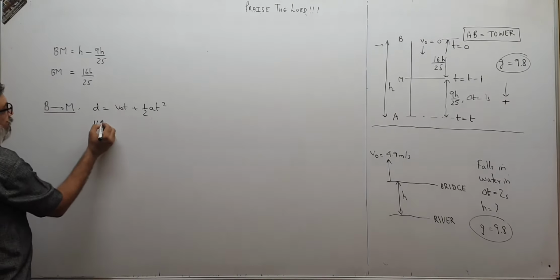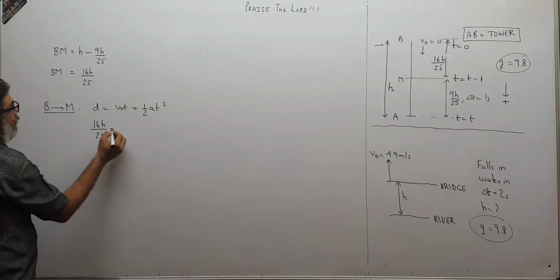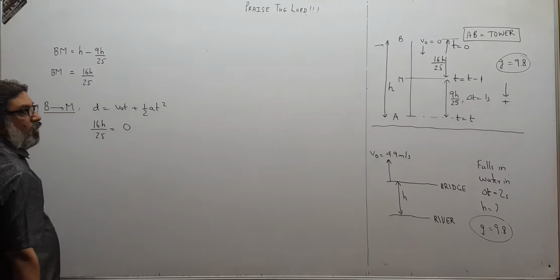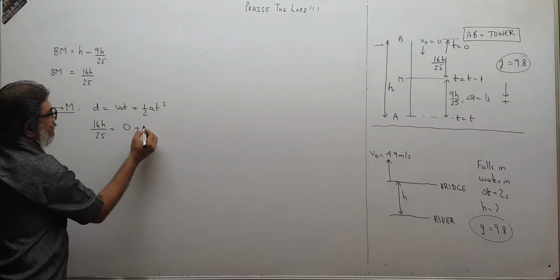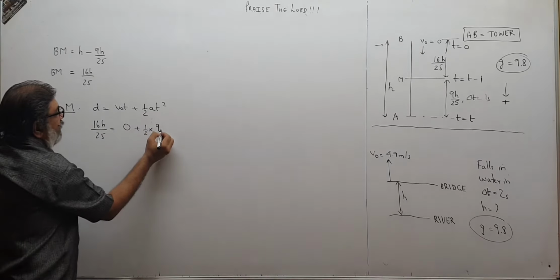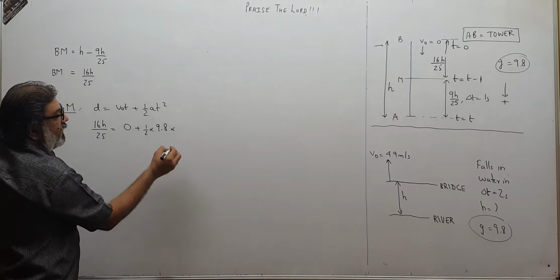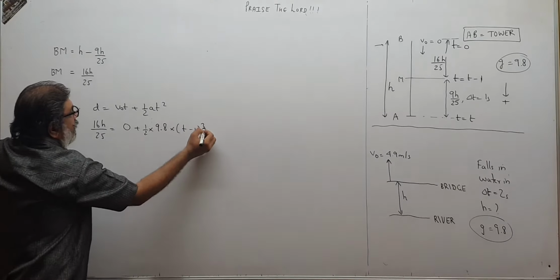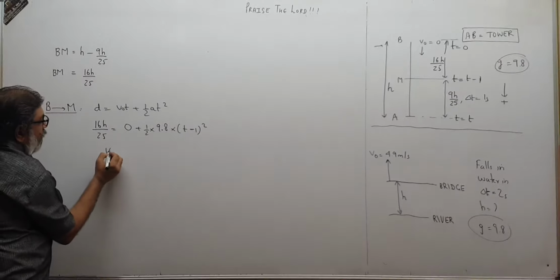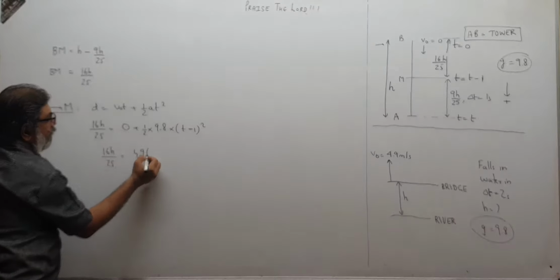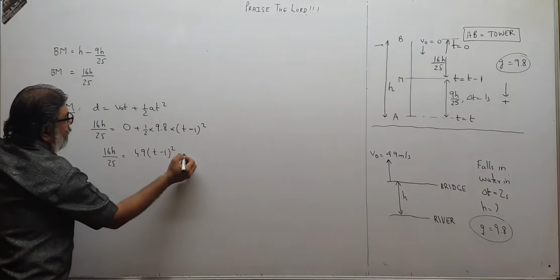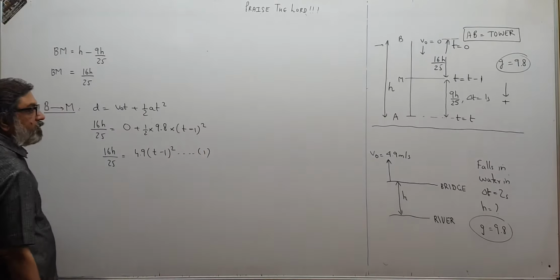Okay, so from B to M, displacement is how much? 16h upon 25, I can see that. Equals 0, because initial velocity is 0 at point B, B is the starting point, plus half, acceleration is 9.8, that of gravity, and time taken is t minus 1 whole square. So 16h upon 25 will become 4.9 into t minus 1 whole square. Equation number 1.